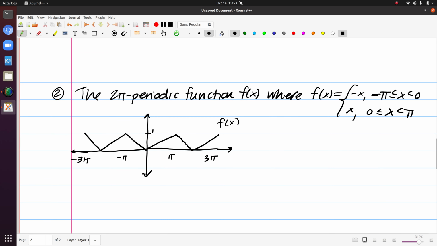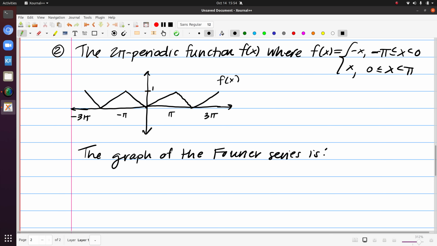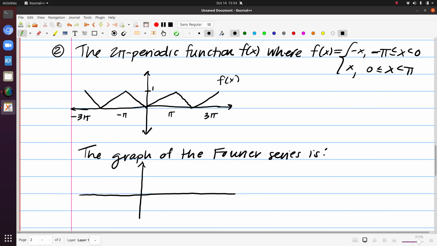And so if I want to now think about the graph of the Fourier series, again, I look at the graph of f of x and I don't think about the structure of the Fourier series. So like I said before, I take the graph that I have for f of x, and everywhere that it's continuous, I draw the same exact thing.